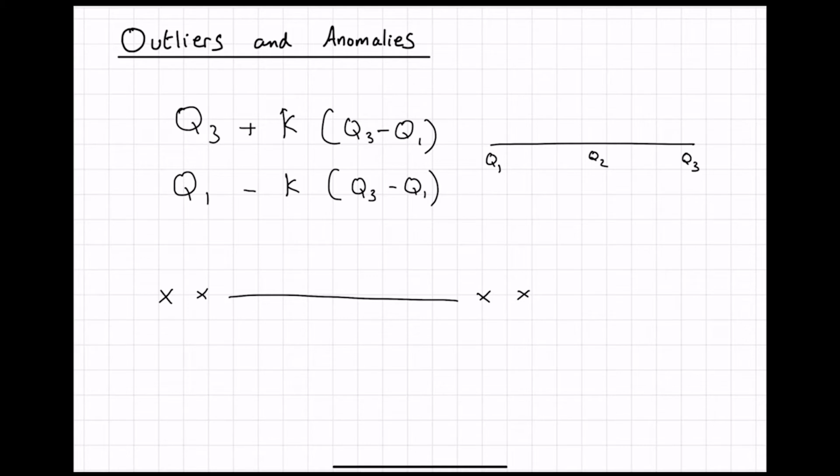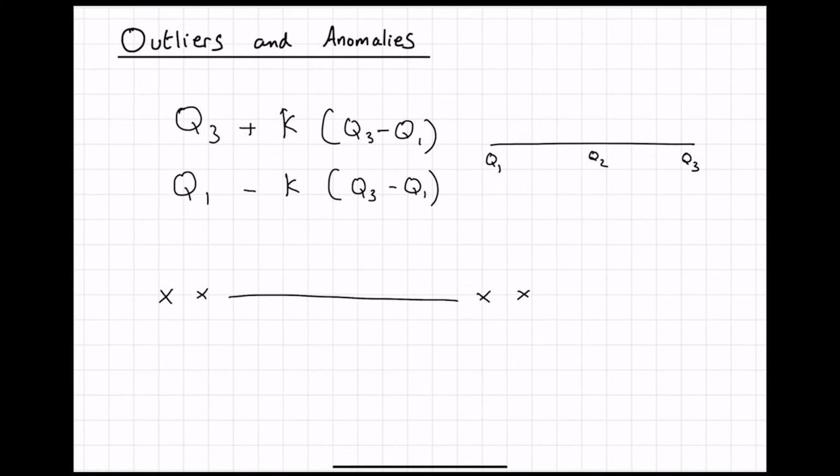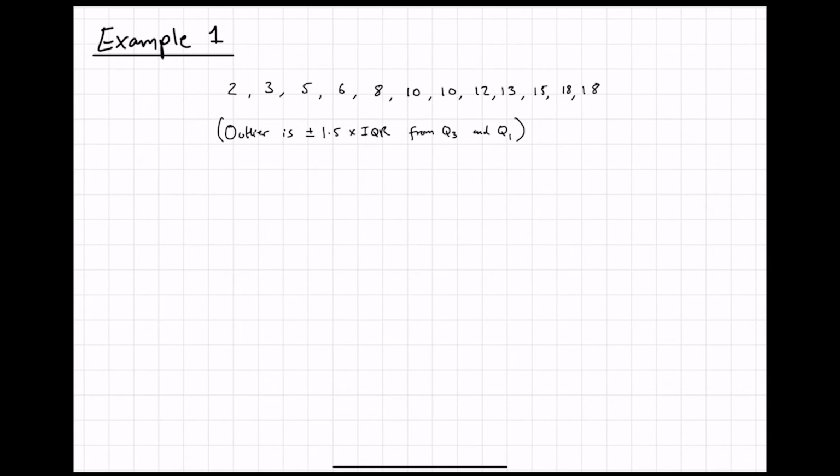So since we've done all this talking about this equation here, it would probably be a good idea to go through an example of actually how we use this equation. So moving on, let's take a look at our first example. Here we have a set of numbers. Let's see how many numbers we have in total first. We've got 1, 2, 3, 4, 5, 6, 7, 8, 9, 10, 11, 12 numbers in total. So let's write that down. We've got 12 numbers. That'll be useful to know.